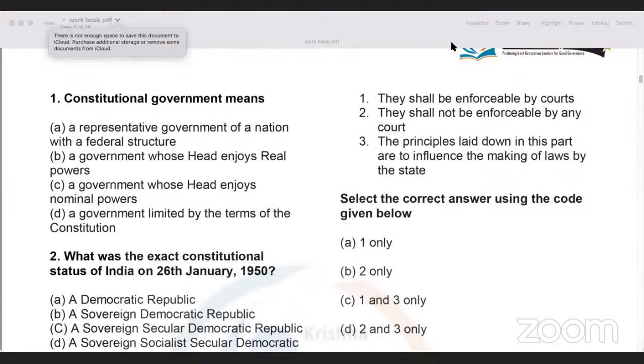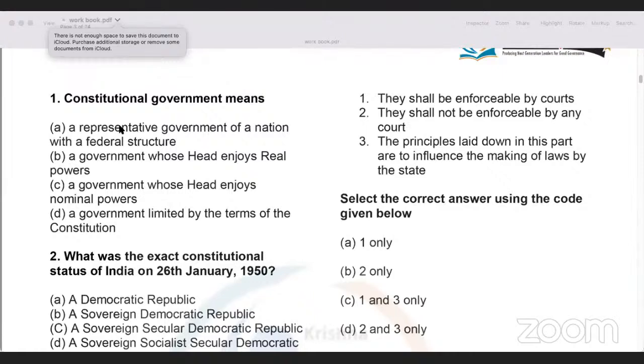Suppose some of the questions are given here. The first question was given in 2021. It says constitutional government means: the representative government of a nation with a federal structure; a government whose head enjoys the real powers; a government whose head enjoys the nominal powers; a government limited by the terms of the constitution. So there are various statements where you have to identify the factual statement related to the meaning of constitutional government. So a constitutional government is defined in terms of these different options.